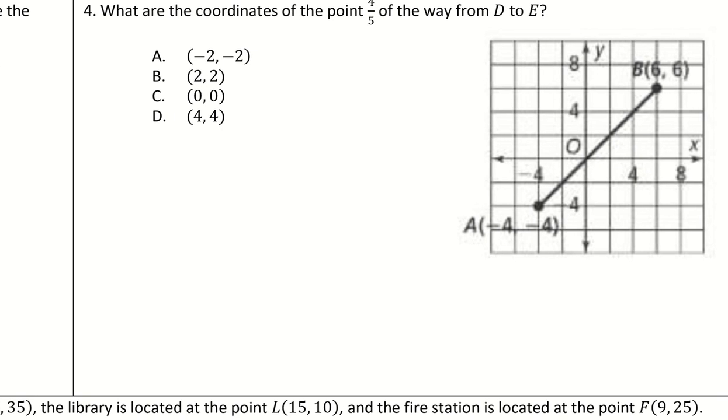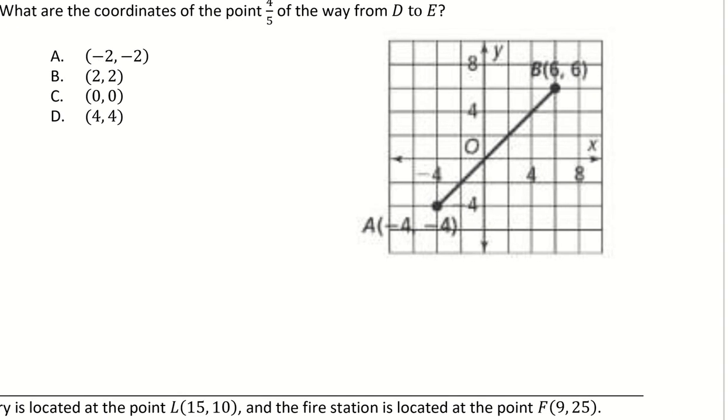All right, number 4. What are the coordinates of the point 4/5 of the way from D to E? Here they have the picture, so it makes it a little easier. Keep in mind that these are going by 2s: 2, 4, 6, 8. These are going by 2s, so be very careful when you're counting.